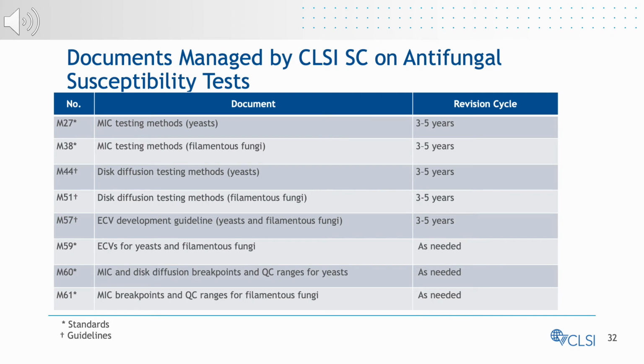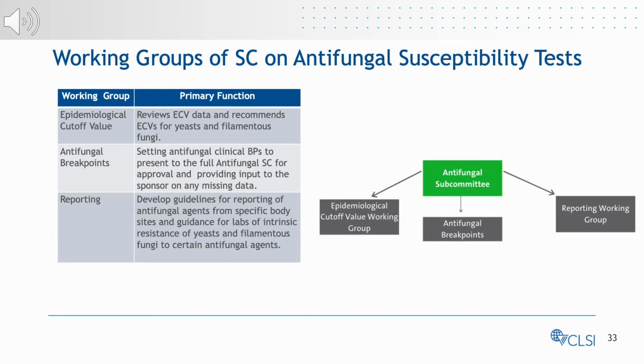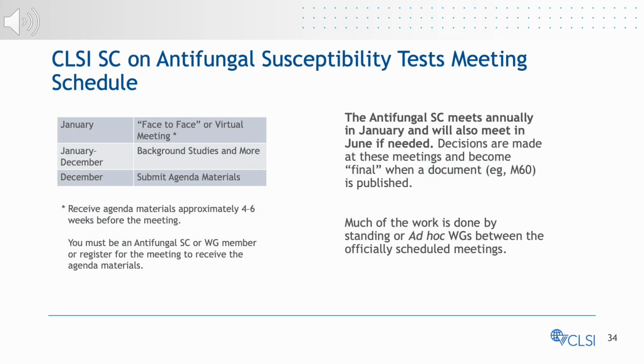Here you'll see a list of committees and documents overseen by the Antifungal Subcommittee. Note that the revision cycle varies and some documents are standards, while some are guidelines. The Antifungal Subcommittee is made up of 3 working groups that oversee the listed primary functions. Here you'll find a typical schedule for the antifungal meetings. Typically, antifungal always meets in January. They will also meet in June, if the subcommittee believes it is needed.